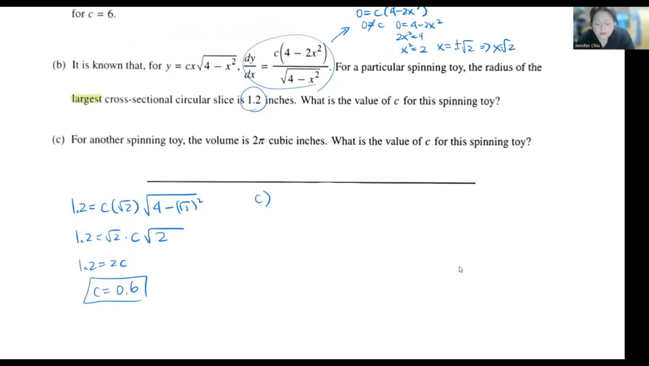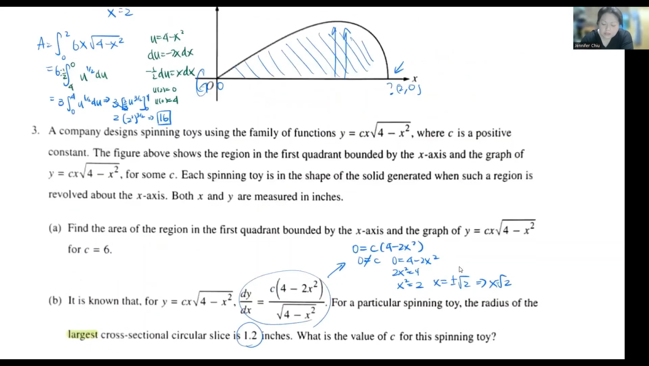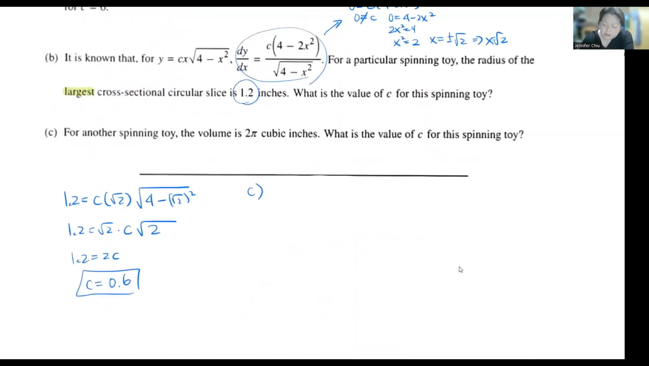Okay, for part C. For another spinning toy, the volume is 2 pi cubic inches. What is the value of c for this spinning toy? So we're going to spin this, right? If I spin this and I go this way, this is my dx function. So this is a disk function, not a washer, because there's no gap in the middle. So the volume of this is going to be pi integral 0 to 2 of r squared. My radius is my y function, so cx root 4 minus x squared dx, right? So you're going to solve for this first and then set this equal to 2 pi, because that's the volume I want, and I'm going to use that to solve for my c.